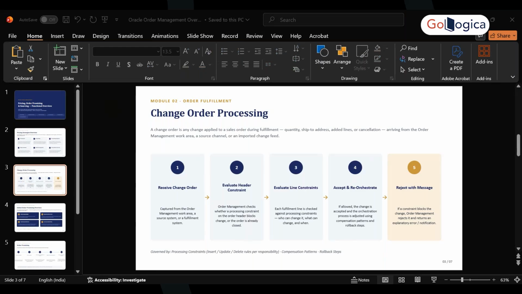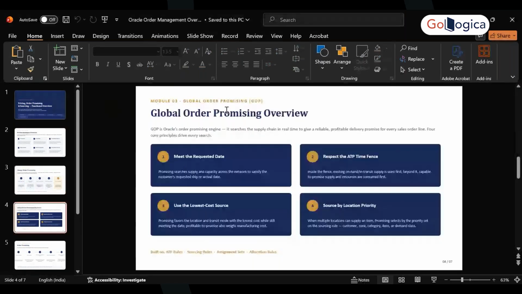We will go for the next module, that is Global Order Promising. Global Order Promising is nothing but an intelligent promising engine of Oracle Fusion. Its primary responsibility is to determine whether an order can be fulfilled, from which location it should be fulfilled, and on what date it can be delivered to the customer.